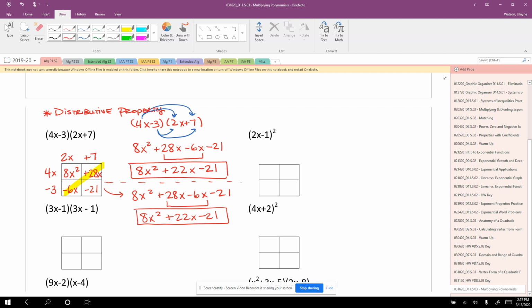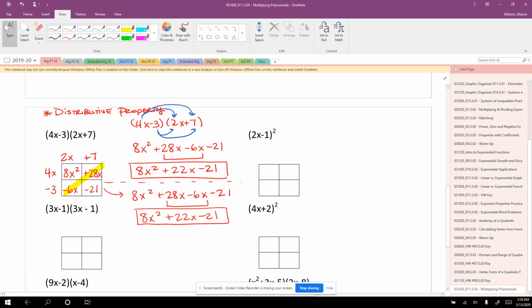Because I think the box method is a really great way to first learn this skill, and then when you get comfortable with it, you get to the point where you understand the visual of it without having to draw the box, and you can use the distributive method.